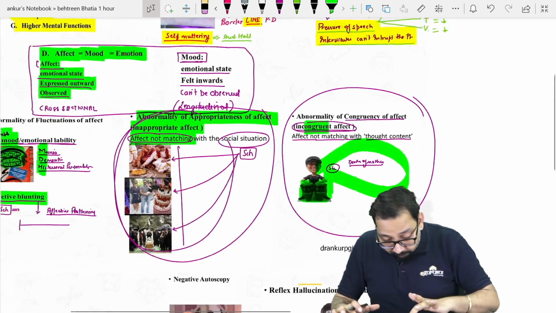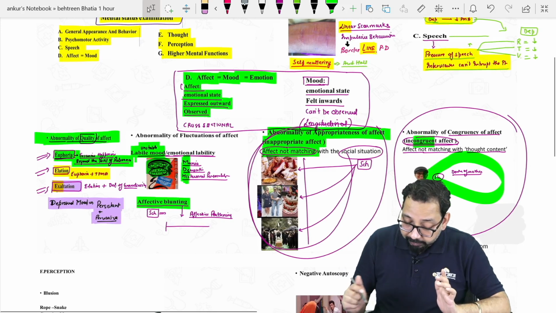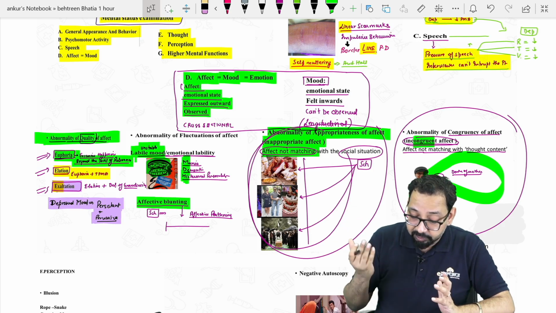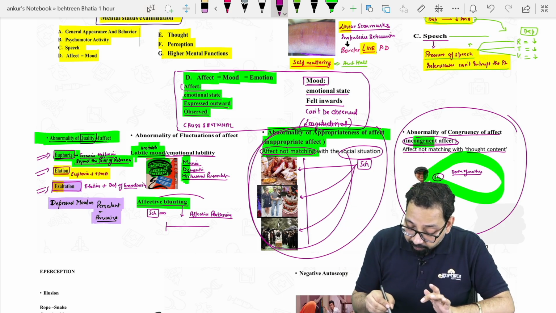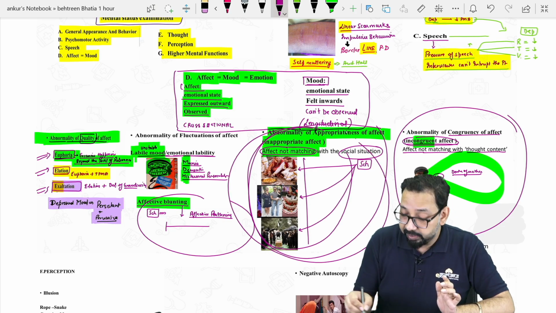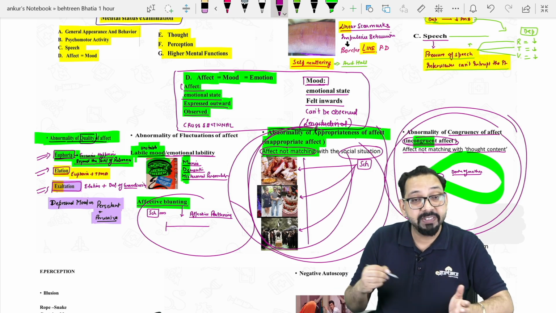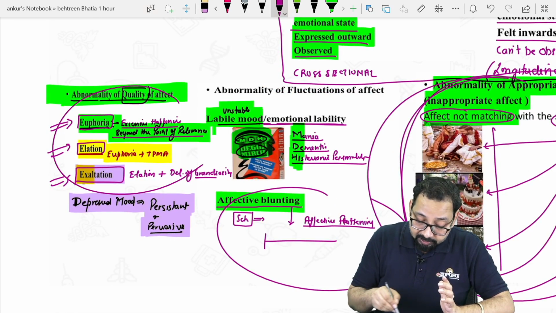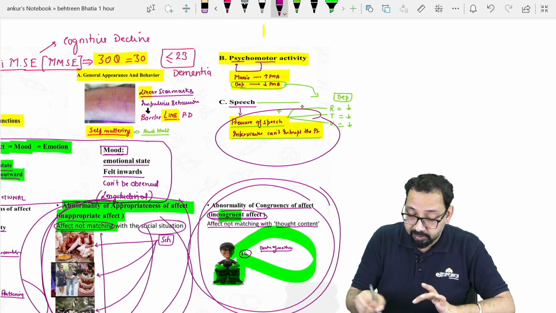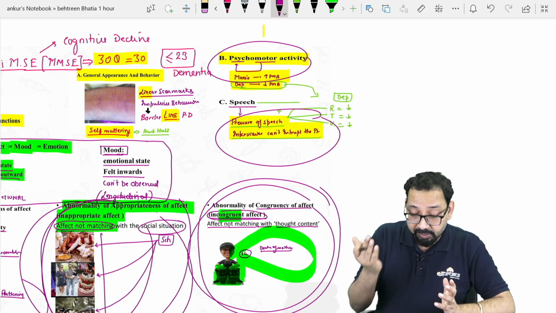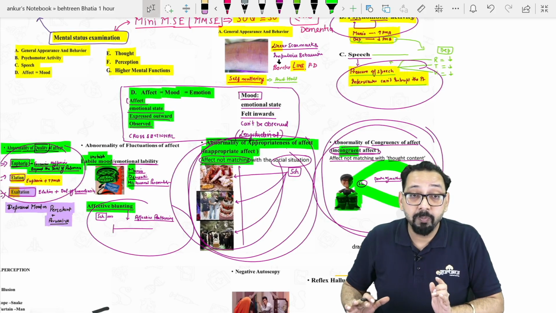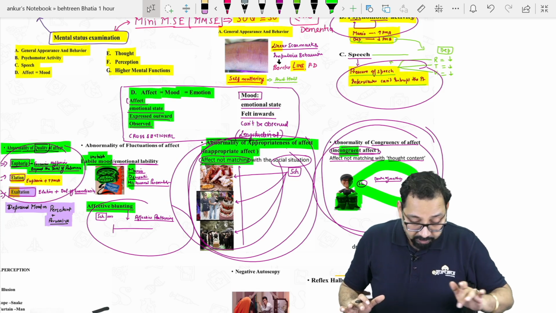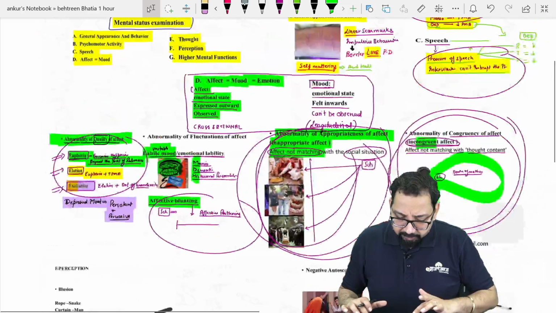So why are these important? Because when you discuss or read schizophrenia, many features you already know. Affective blunting is seen in schizophrenia, inappropriate affect is seen in schizophrenia, incongruent affect is seen in schizophrenia. In the same way, in mania, pressure of speech is seen, and psychomotor activity is increased. So psychopathology is a very important component, and this can be used for further discussion.